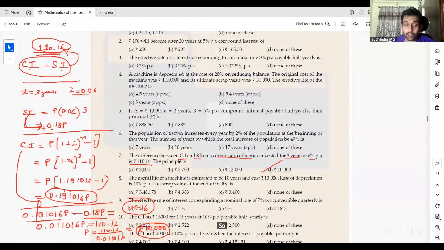So, 0.191016 P minus 0.18 P is 0.011016 P, which is equal to 110.16. So P is 110.16 divided by 0.011016, which is 10,000. Okay. Those who are writing, you can complete. Others, come to question number 8.